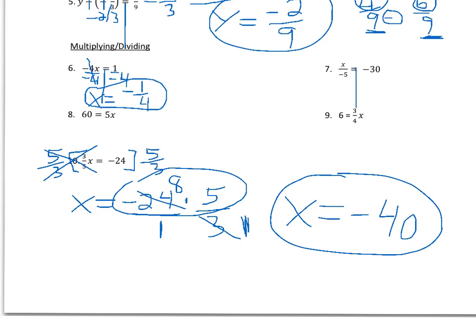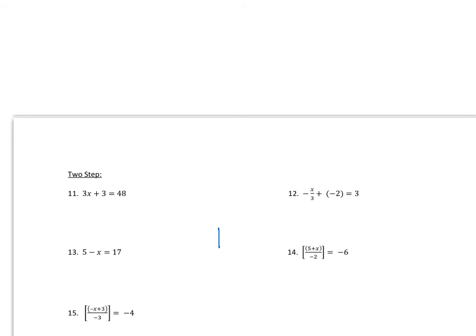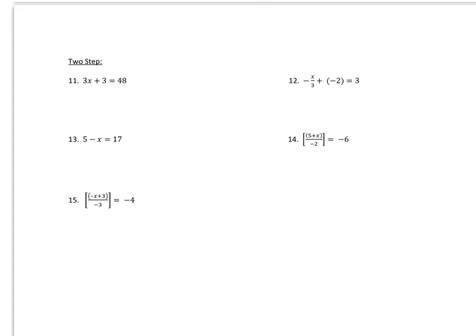Okay, let's go to the back side. Alright, now we're going to add in another step here. Okay, now we're going to add 2 steps, and a lot of this you guys still should have seen before. Now when we add in more than one step, I always said we use inverse operations. So kind of when we did PEMDAS, we're going to go the opposite of PEMDAS.